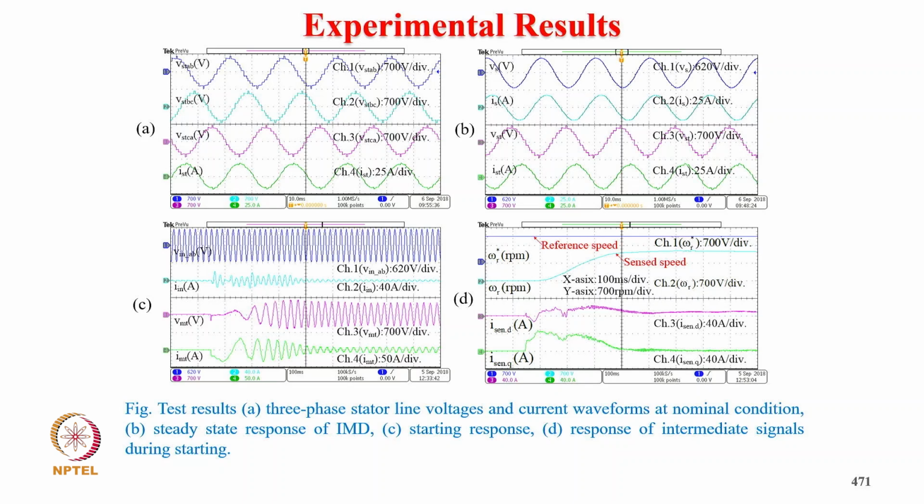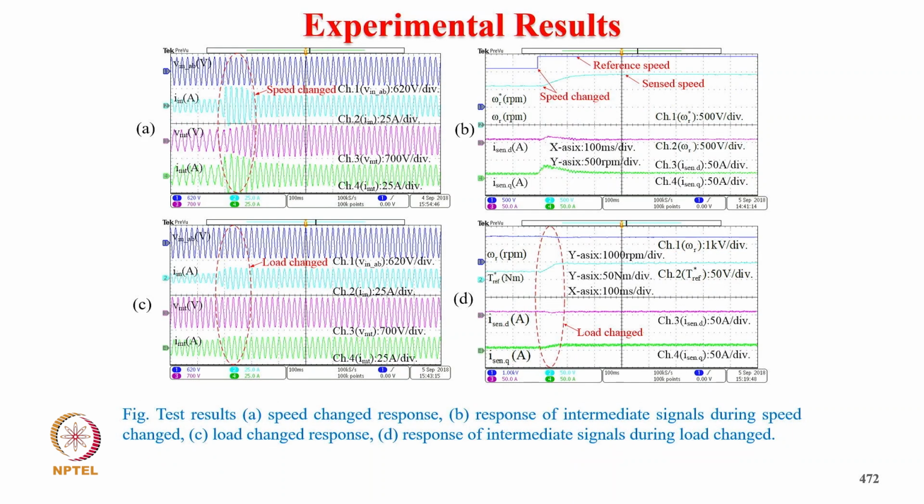And during starting also, supply voltage, supply current, and the motor voltage, motor current, and then the intermediate signals like reference speed, the sensed speed, and the D and Q current during starting. And this is the case when speed is changed, the supply voltage, supply current, and motor voltage, motor current. And similarly for the case of load change, supply voltage, supply current, and motor voltage, motor current, and your intermediate signals reference speed and sensed speed, and then your DQ axis current in vector control mode.